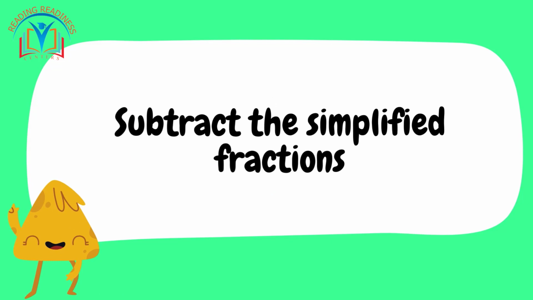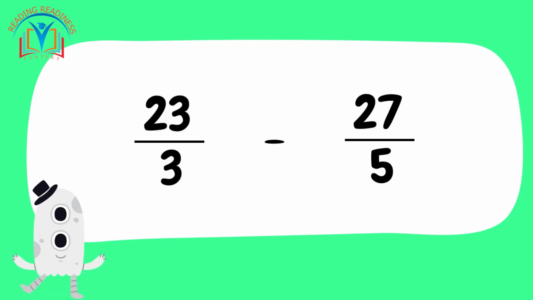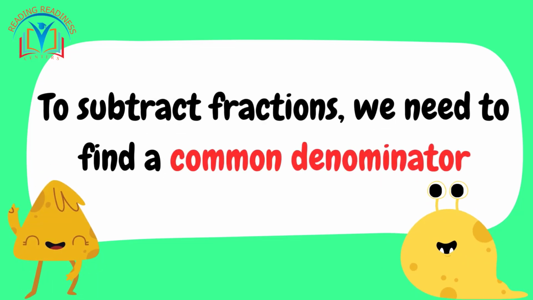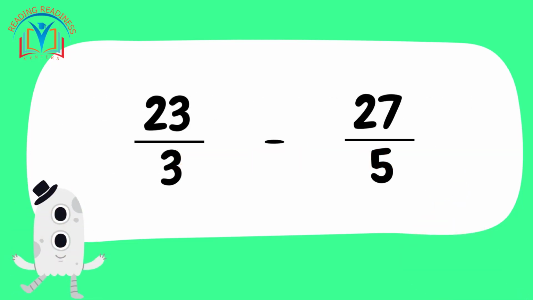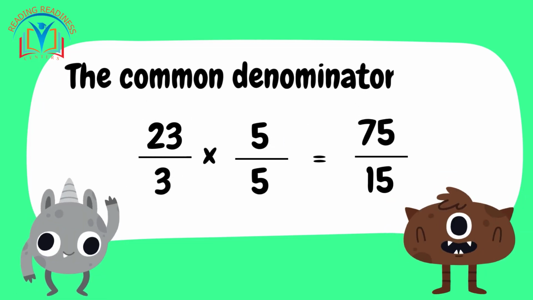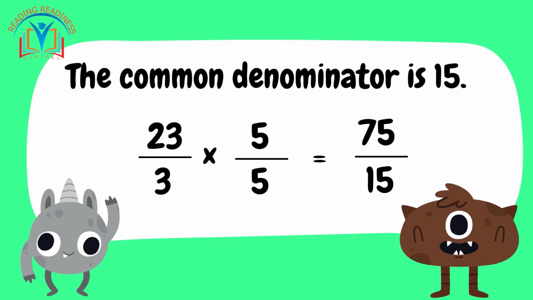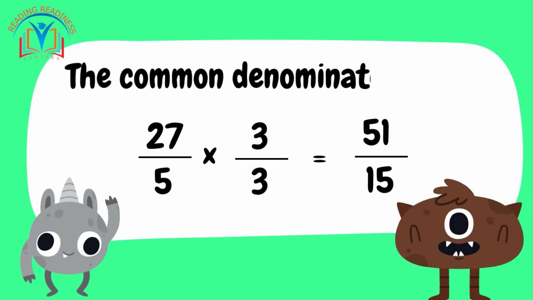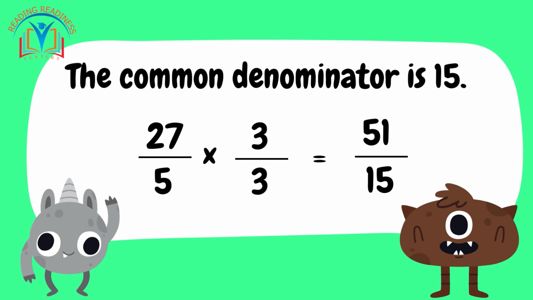Subtract the simplified fractions. 23/3 minus 27/5. To subtract fractions, we need to find a common denominator. We can make their denominators the same by multiplying both denominators by the opposite fraction's denominator. We can convert 23/3 to 115/15 by multiplying the numerator and denominator by 5. We can convert 27/5 to 81/15 by multiplying the numerator and denominator by 3.